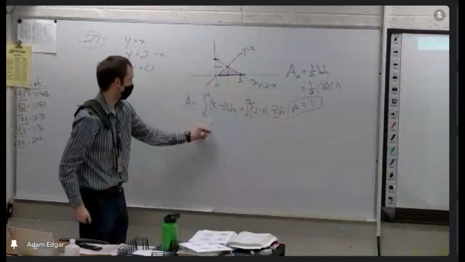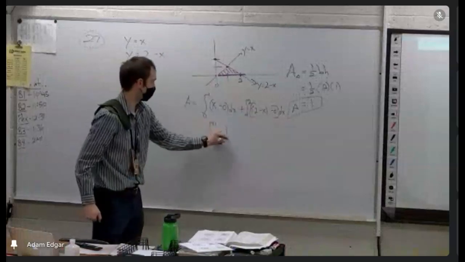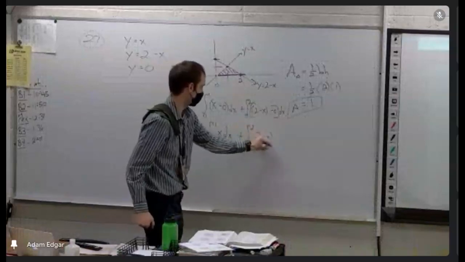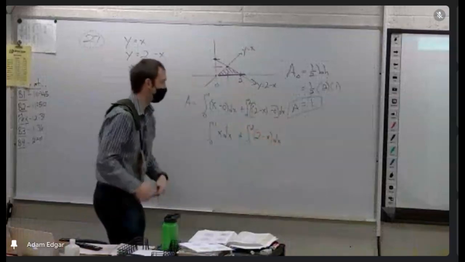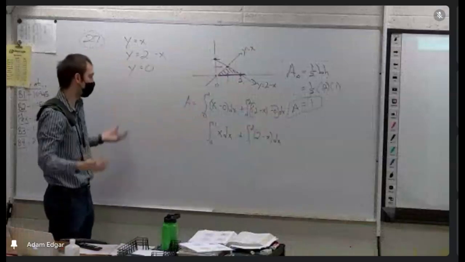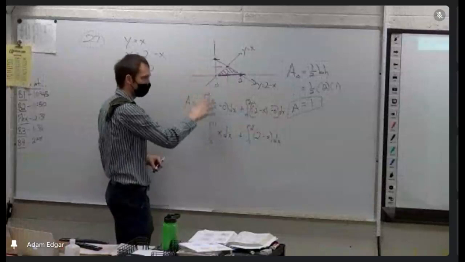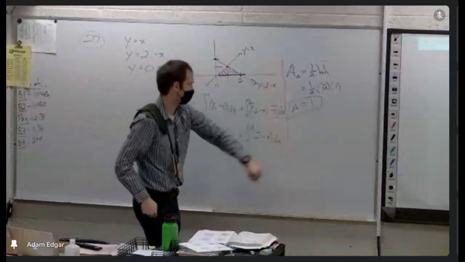So then you'd have the integral from 0 to 1 of x dx, and then another integral from 1 to 2 of 2 minus x dx. And then once you got that, doing the integrals themselves is not difficult, but setting up the correct integrals, if this is the way you want to go, is the difficult part.